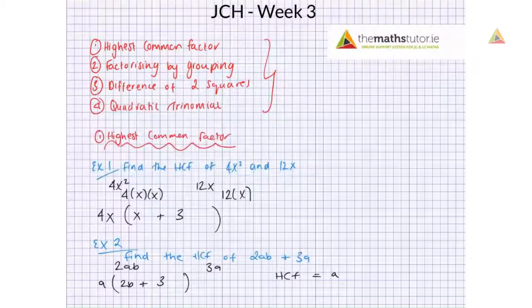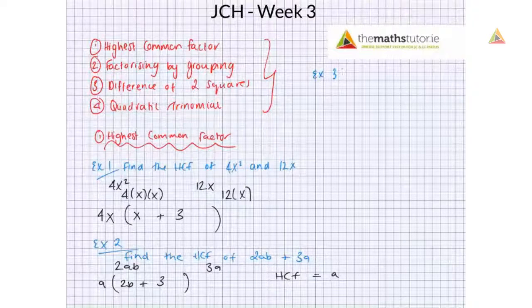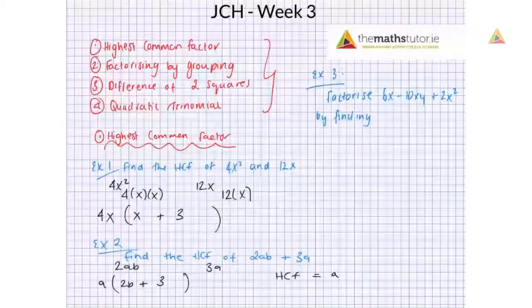Okay, we're going to go and do another example now. So example 3. So this is going to be factorise 6x minus 10xy plus 2x squared by finding the HCF of each term.